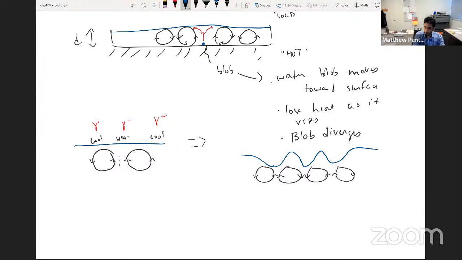Okay, so I'll show you a video of this actually happening. This is something that you can do at home if you set it up carefully with a frying pan full of oil. If you do this very carefully, it works better in a laboratory setting probably, but you can see this at home.